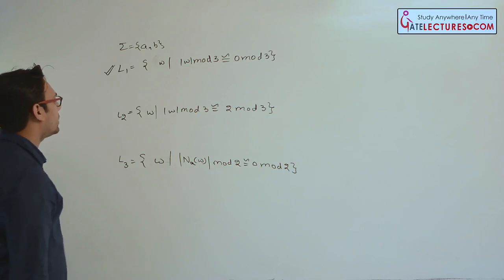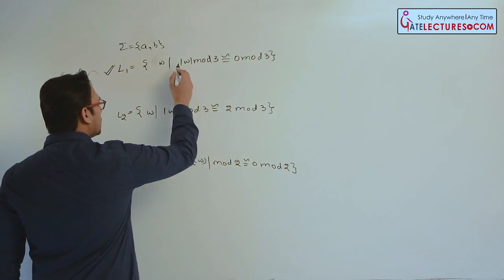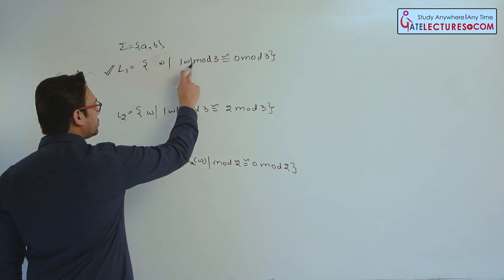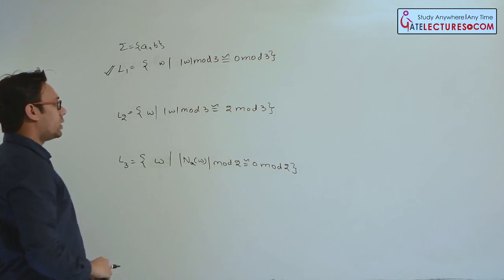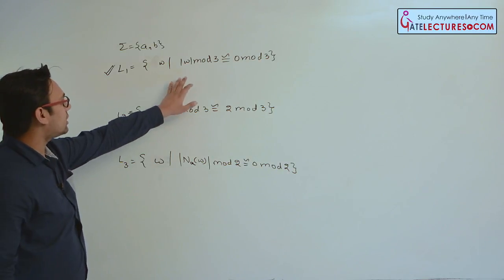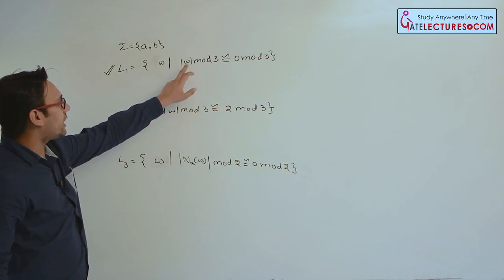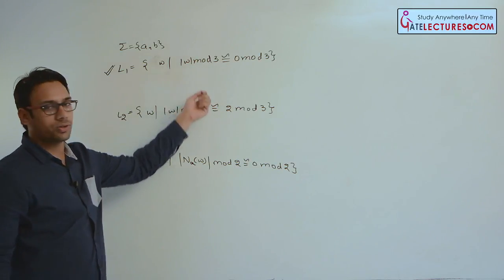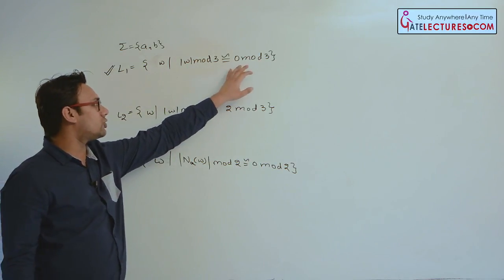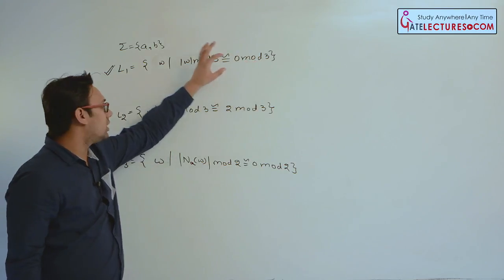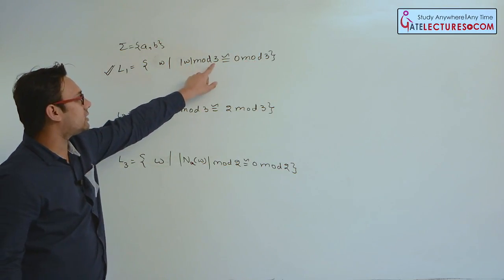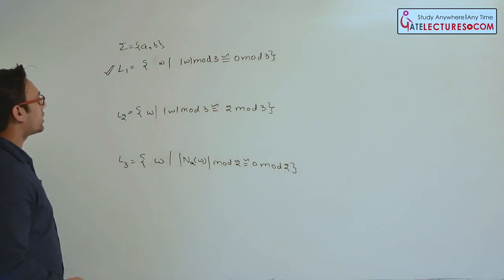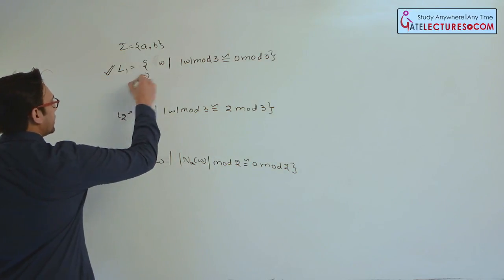So what is this language L1? Language L1 is saying every string, if there's a string, then it should satisfy this condition. And what is this condition? This condition is saying if we divide the length of a string by 3, then whatever the remainder you are going to get, that remainder should be congruent to this remainder. That means if you divide the length of the string by 3, then the remainder should be 0, because 0 mod 3 is 0. Fine. So what are the lengths that will be there in that case?